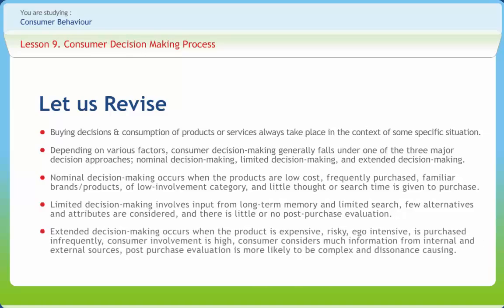Extended decision-making occurs when the product is expensive, risky, ego-intensive, is purchased infrequently, consumer involvement is high, and the consumer considers much information from internal and external sources. Post-purchase evaluation is more likely to be complex and dissonance-causing. Nominal decision-making and extended decision-making are two ends of the continuum. In between, there might be various shades of consumer involvement depending on the product category, nature of purchase situation, and personal factors.